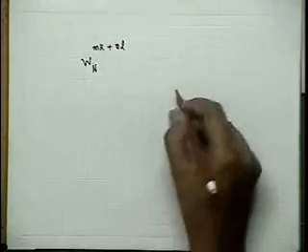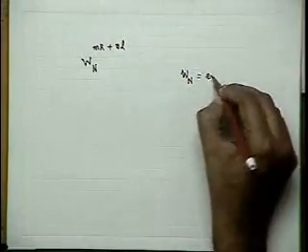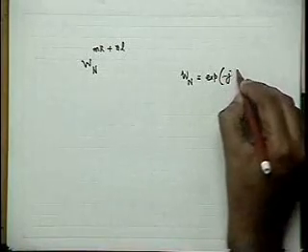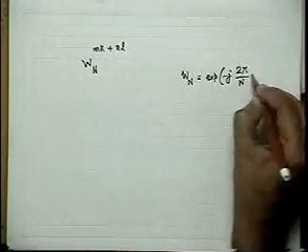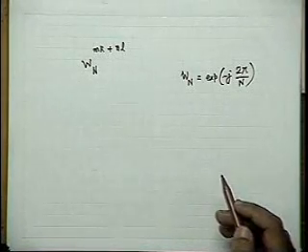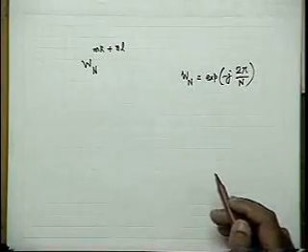And what is W to the base N? W to the base N is nothing but exponential to the power minus j 2 pi by capital N. So W to the base N itself is a complex expression, so the matrix elements which we have are all complex elements. The multiplications which we are doing in the DFT operation are all complex multiplications.